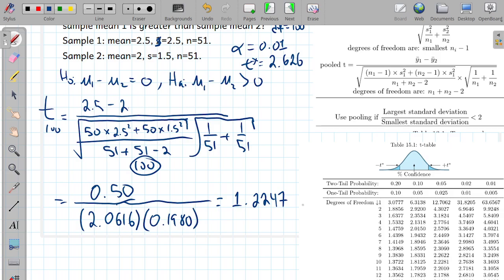How does that compare to the critical t? Well, it's clearly less than, so this is a fail to reject.